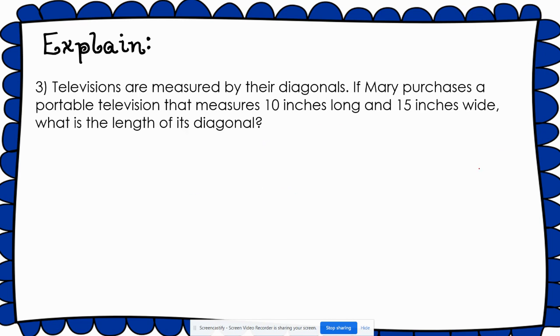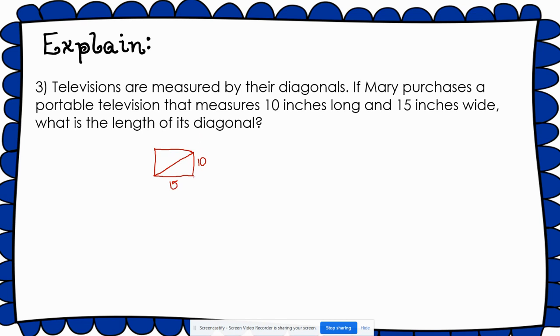Number 3 says televisions are measured by their diagonals. If Mary purchases a portable television that measures 10 inches long and 15 inches wide, what is the length of its diagonal? Well, you have to think about what this means. So if we have a TV, the diagonal is this piece that runs diagonally in between the TV. But Mary has one that measures 10 inches long and 15 inches wide.